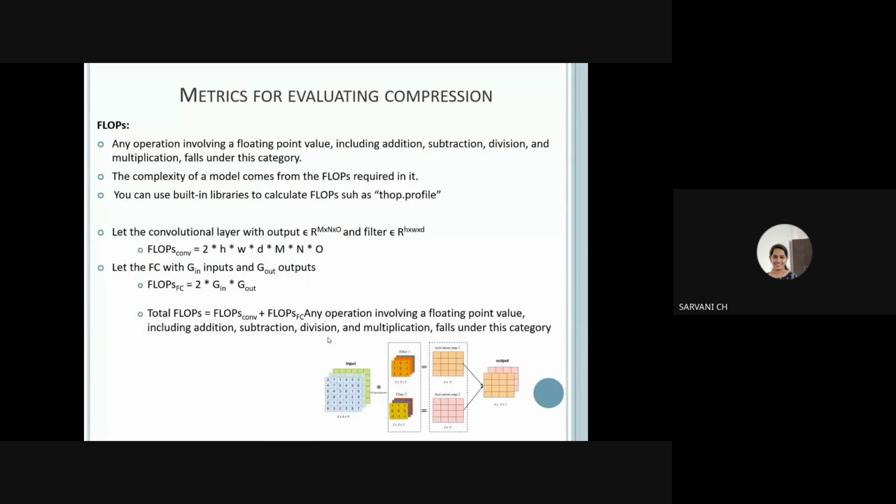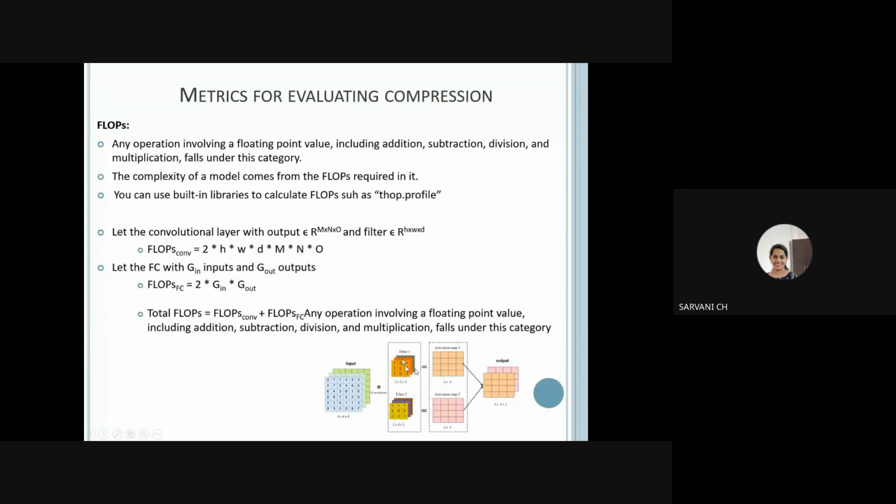Coming to the metrics. Now we have pruned the model and fine-tuned the model. How can we evaluate our model, see how much it has been compressed, and compare it with other models? The main metrics used for the evaluation of these compression models are the flops and parameters: floating point operations and the parameters. Floating point operations include addition, subtraction, division, and multiplication.